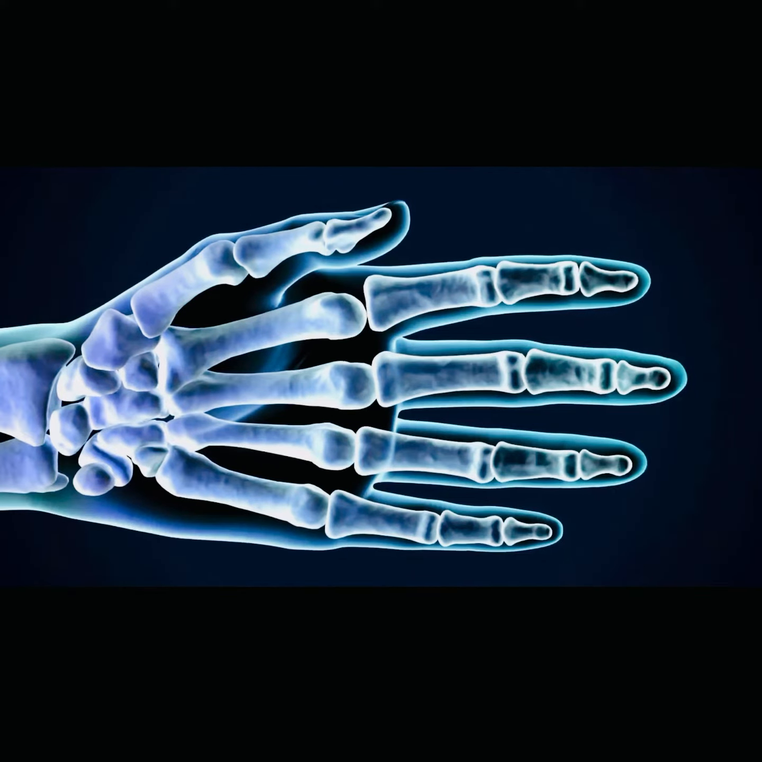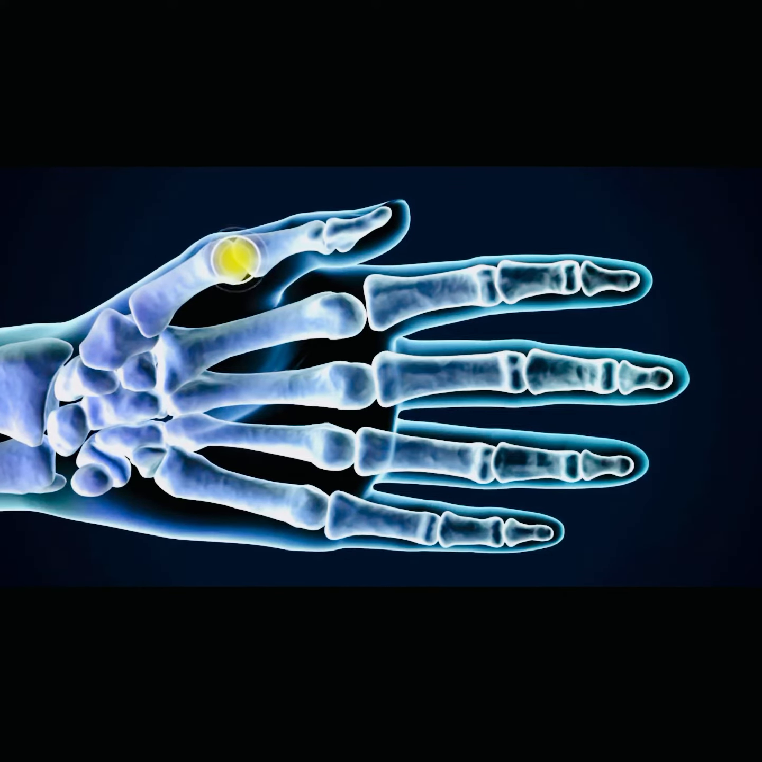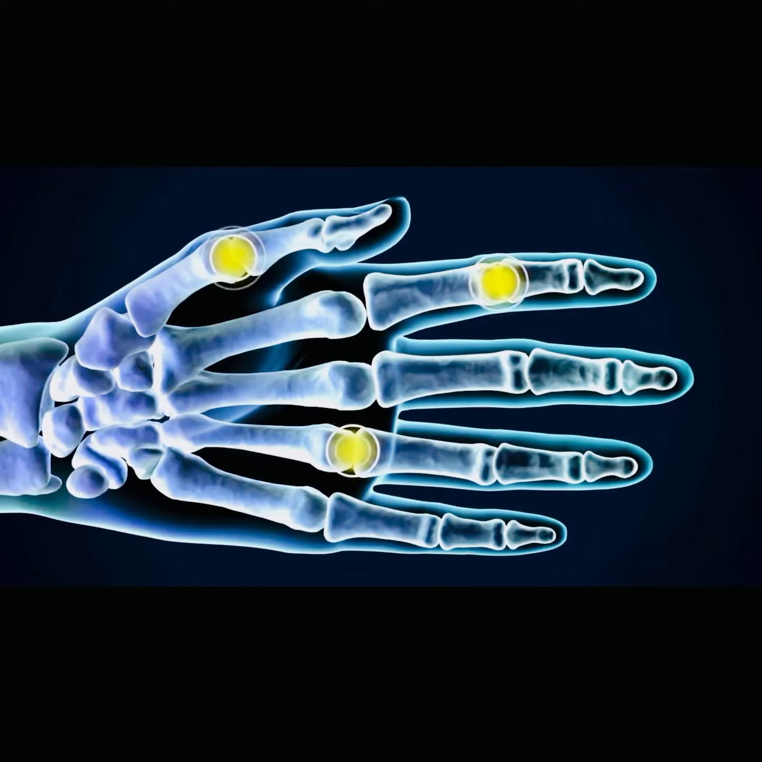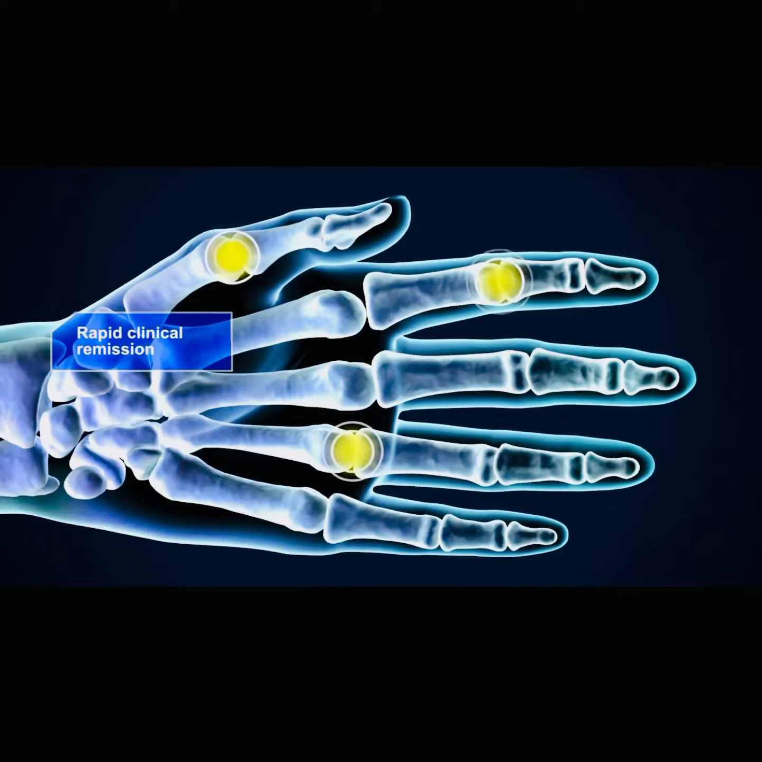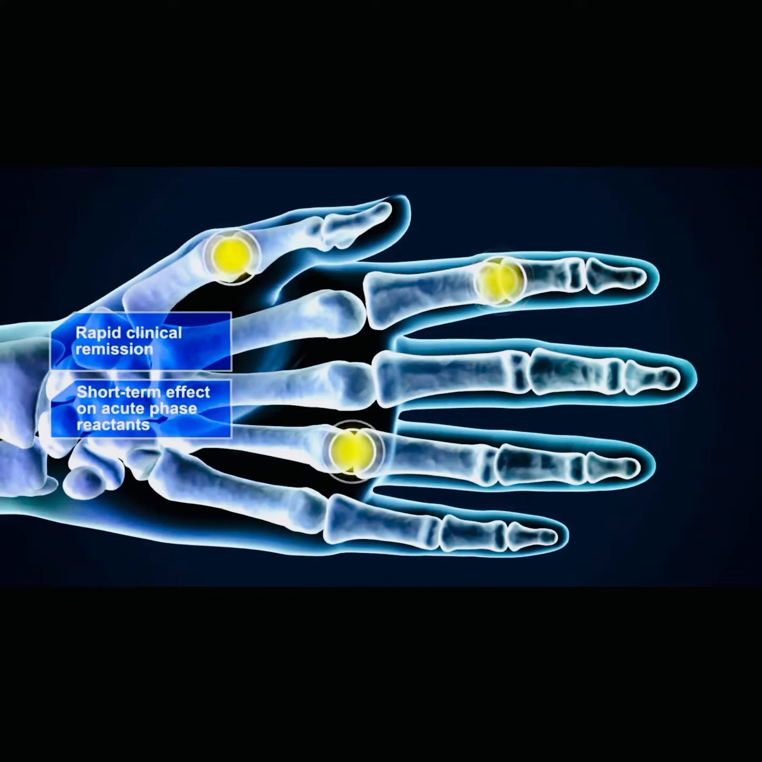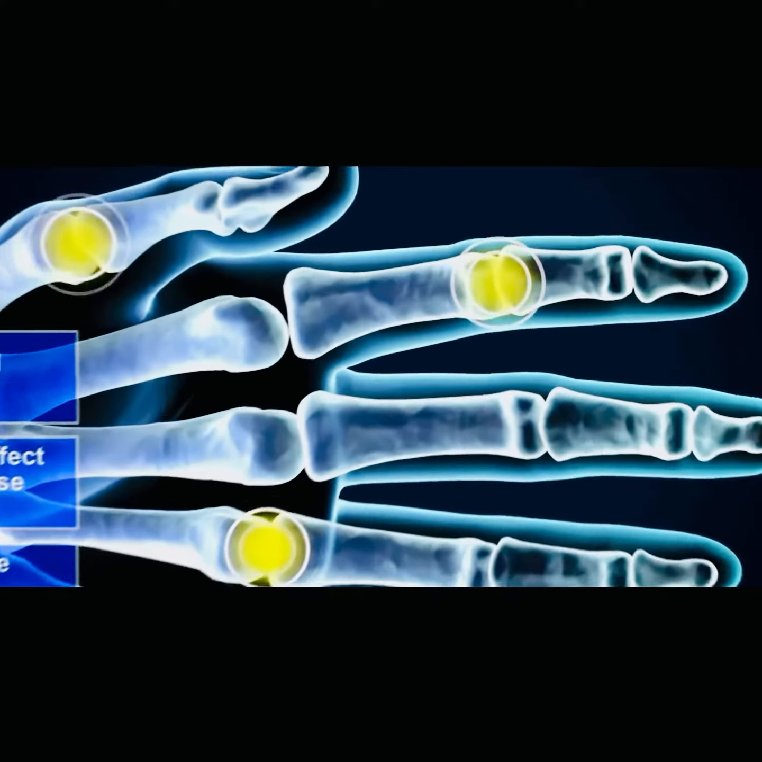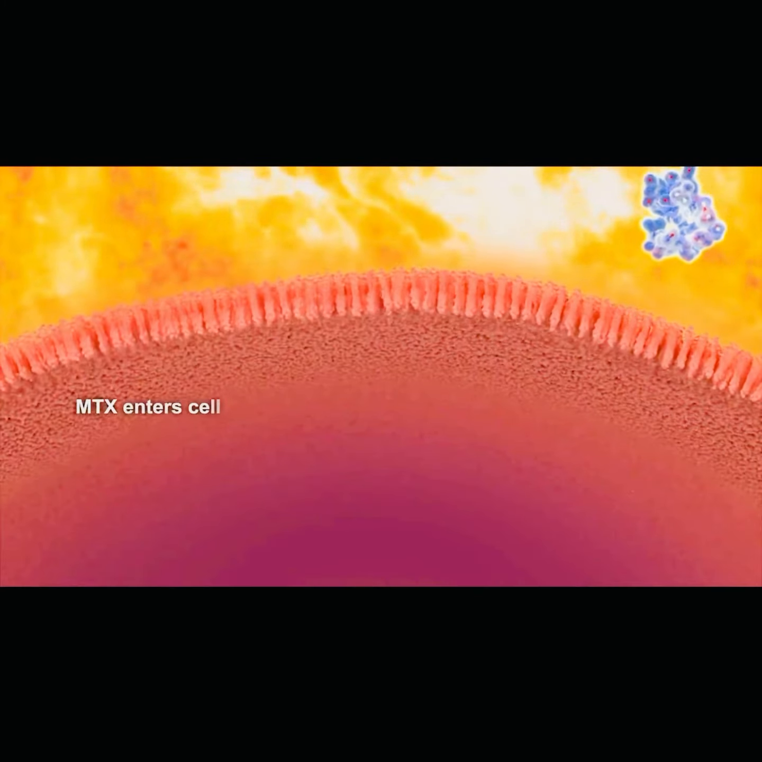However, a growing body of evidence suggests the mechanism of action of MTX in rheumatoid arthritis might be its anti-inflammatory effect rather than its anti-proliferative effect. These anti-inflammatory mechanisms may result in clinical effects such as rapid clinical remission, short-term effect on acute phase reactants, and rapid disease flares after discontinuation. Let's take a closer look at how the anti-inflammatory response might occur based on preclinical studies.